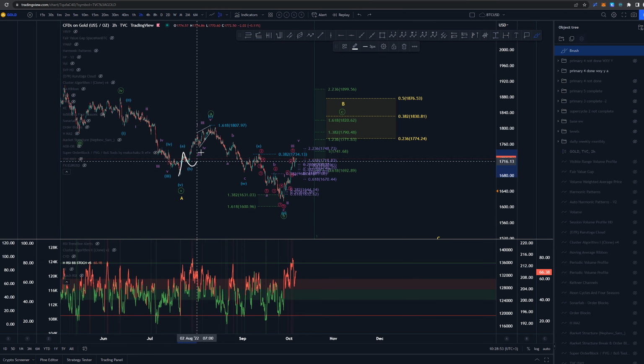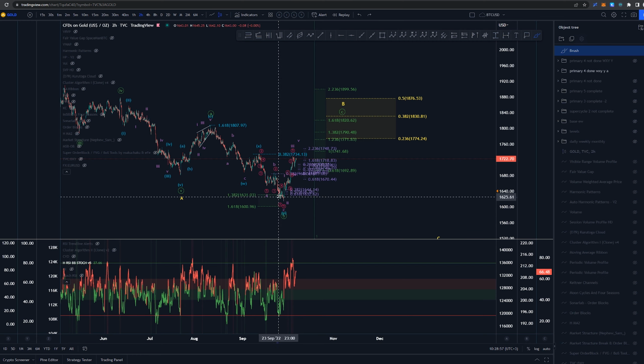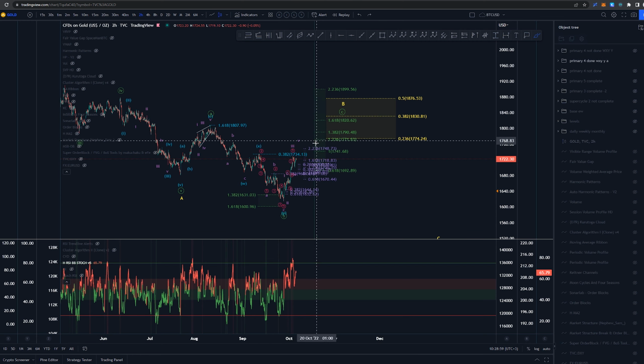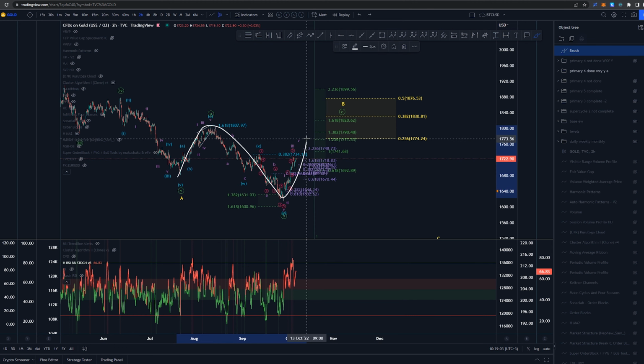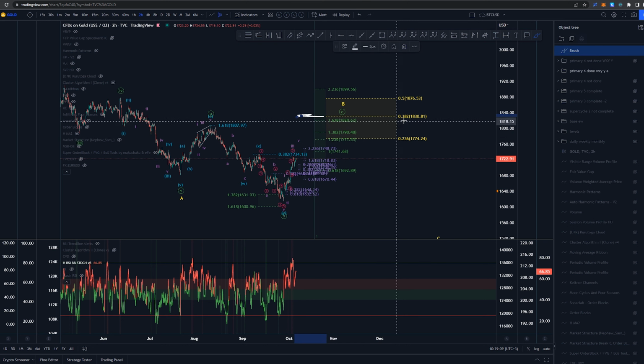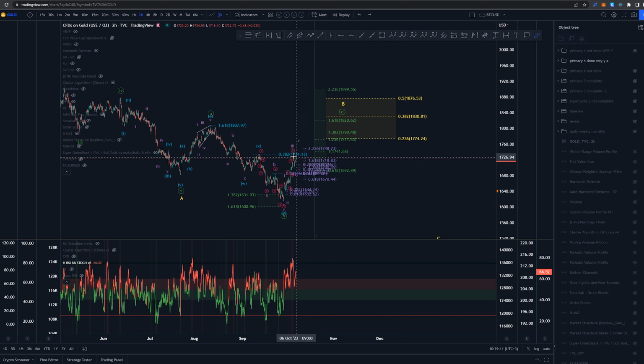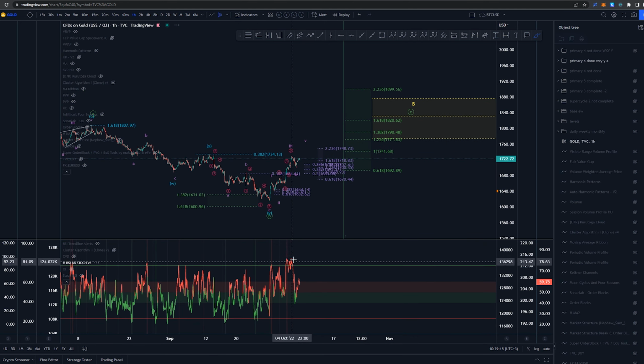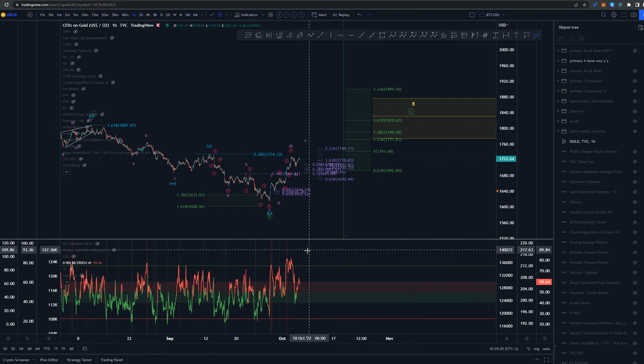Then we had a 3-wave pullback up to wave A, another WXY into B, and now we were looking for a C wave here, which means again we are expecting a 5-wave structure here as an A, B and C. Whether it's going to be a running flat or an expanded flat, we don't know yet. The main target would be at least here 1830, but I'm not quite sure if that is going to take place since we are already very oversold on RSI.